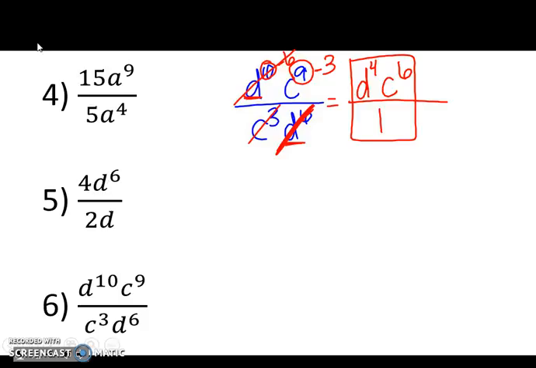So the quotient rule is if they have the same base, we take the top exponent and we subtract the bottom exponent. And since we moved it to the top, it's going to stay on the top of our fraction bar whenever we get our answer.